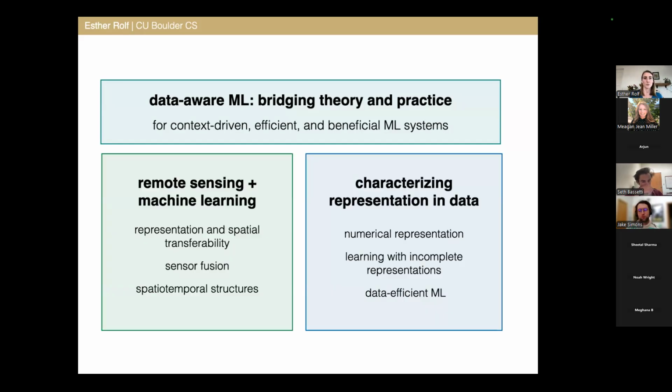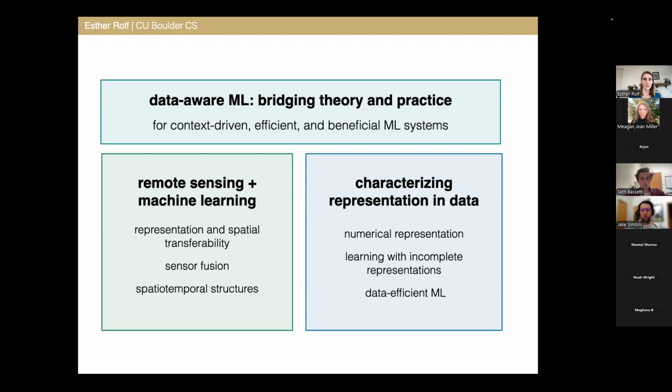So the two major pillars of the lab are remote sensing and machine learning, and characterizing representation in data. And you can see throughout the slides I've just shown you, there's a lot of interconnection between these two pillars.